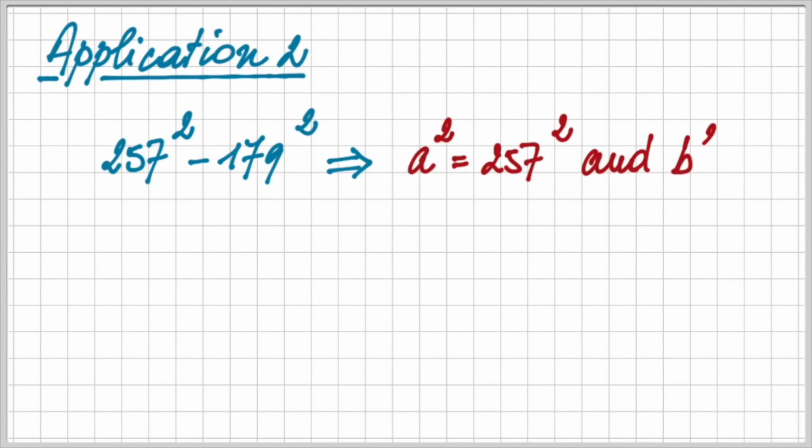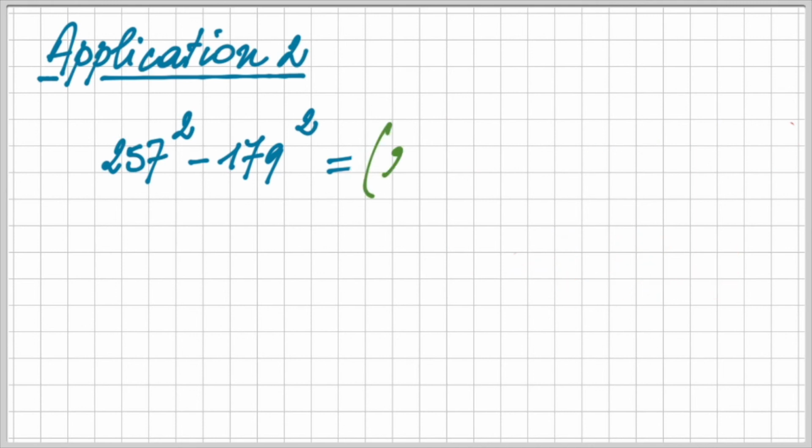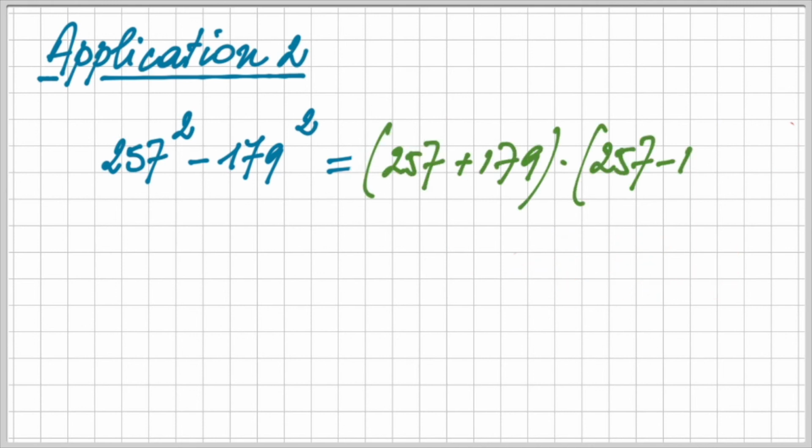We can say that a squared is 257 to the square and b squared is 179 to the square. Again, we have a to the square minus b to the square, which we can write as a plus b times a minus b. And when we replace the numbers, we have 257 plus 179 times 257 minus 179. And we have those two, the addition and the subtraction.